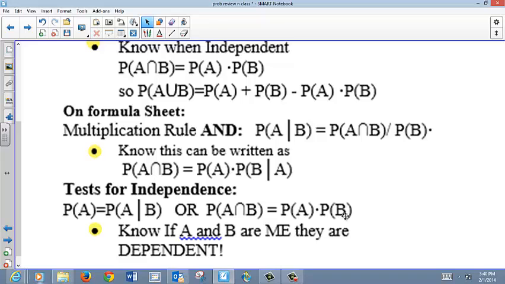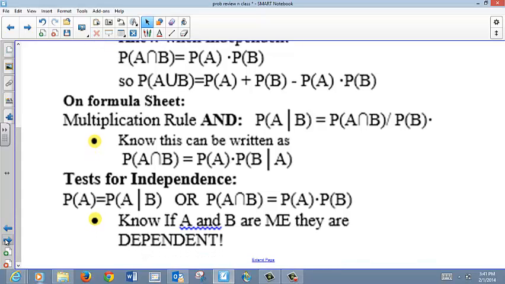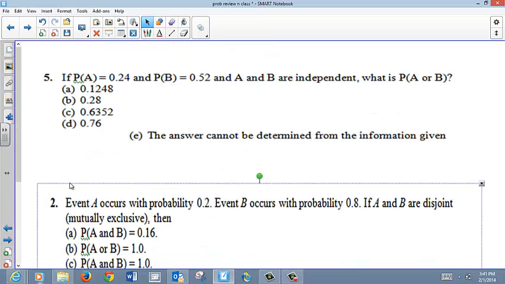It will not affect the probability of B. No, if A and B are mutually exclusive, they are dependent. Mutually exclusive things cannot be independent. Very important. So using those formulas and what you know about independent and dependent, try these two problems.